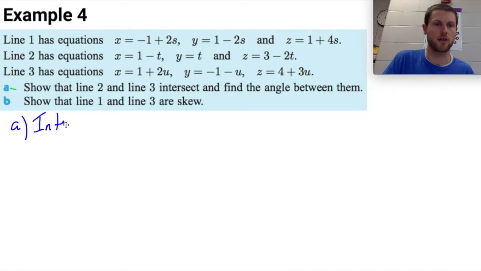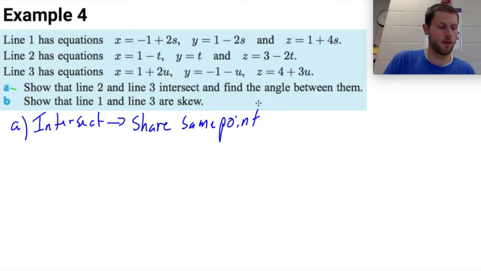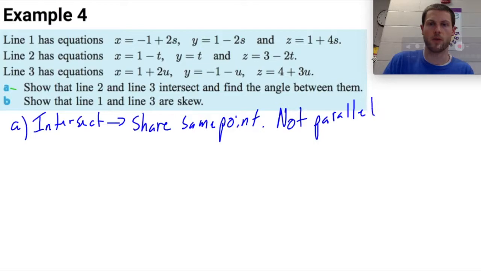2 lines intersect if they share the same point, and not parallel. So if 2 things share the same point in space and they're not parallel, then they must be intersecting with each other. So let's take a look at these 2 lines.